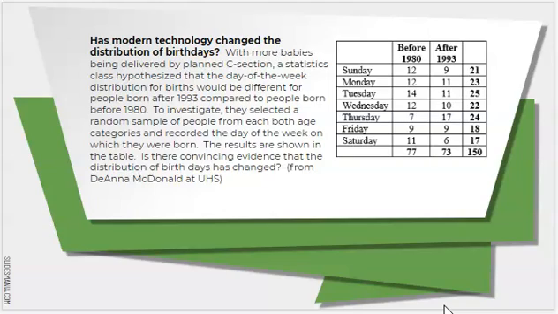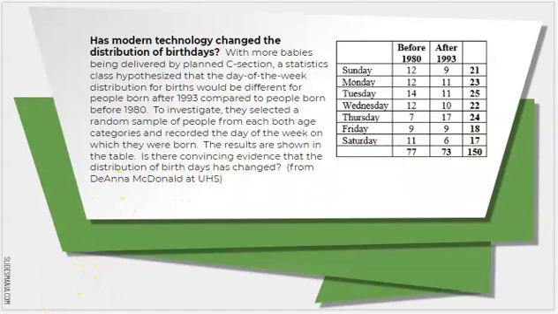The results are shown in the table, and the question is: is there convincing evidence that the distribution of birthdays has changed? All right, so this is kind of a long problem, so let's just hang on for the ride. Now, these are our observed counts. In our sample, before 1980, this is the distribution of the day of the week that they were born. Out of our sample for 93 and after, this is the distribution.